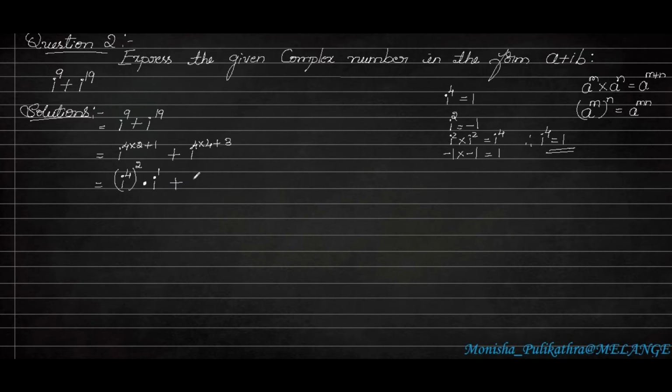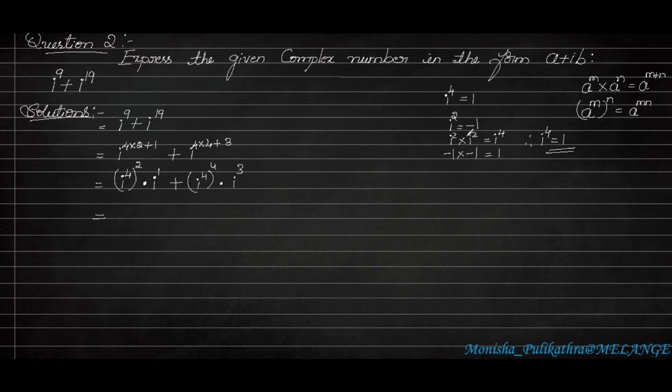In the same way, here we have to write I to the power of 4 whole to the power of 4. That is a to the power of m into n form, into I to the power of 3. Here 3 is there. So this will become 4 4s are 16. 16 plus 3, 19. So this whole formation will become I to the power of 19, and this will become I to the power of 9.